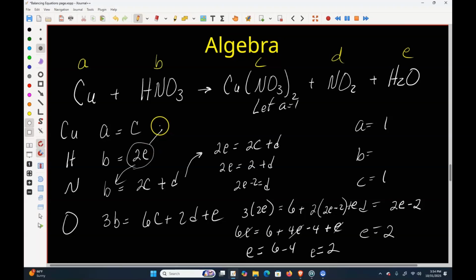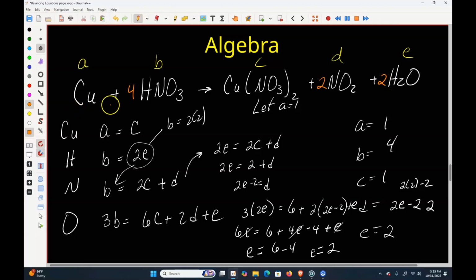I know that B is equal to 2E. So B is equal to 2 times 2, which is 4. I know that D is equal to 2E minus 2. So this is 2 times 2 minus 2. So D is equal to 2 also. So I have 1, 4, 1, 2, and 2.